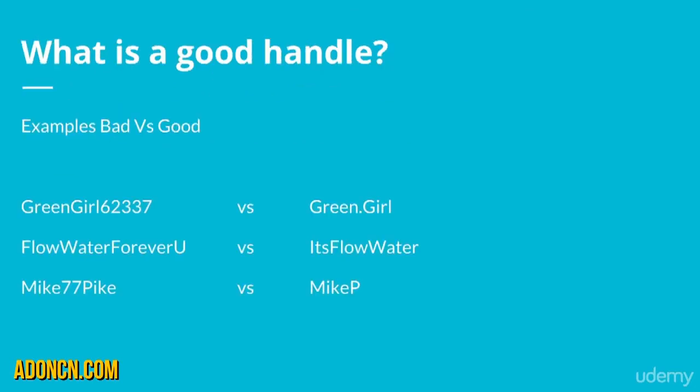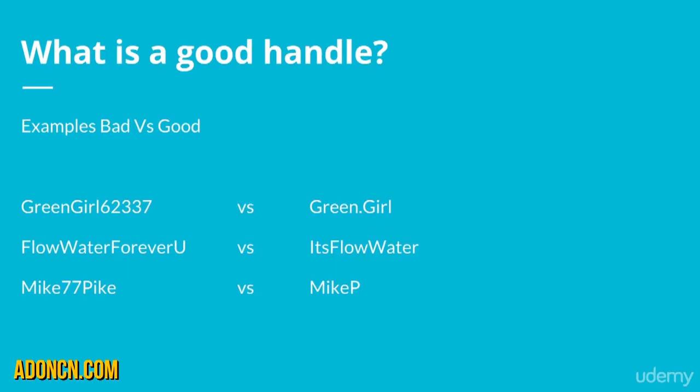So what is a good handle? These are examples of bad versus good handles. For example, greengirl62337 is a lot worse than green.girl. And on Instagram, you can include periods to break up your name. The next example would be Flow Water Forever You instead of It's Flow Water. And Mike77 Pike versus Mike P. As you can tell on the right-hand side, these names are much easier to remember as they're a lot shorter, quicker, and straight to the point than the bad examples on the left.